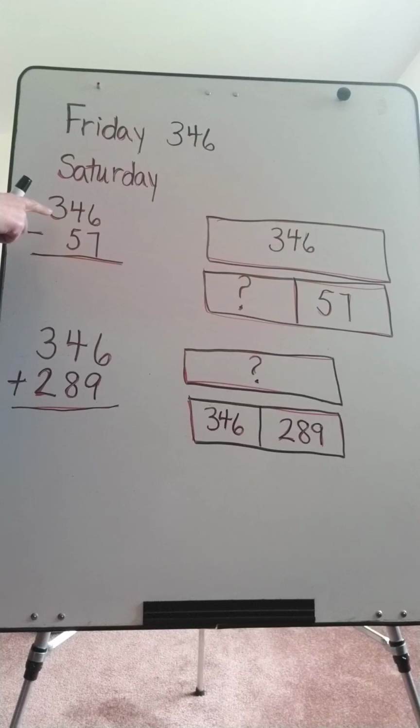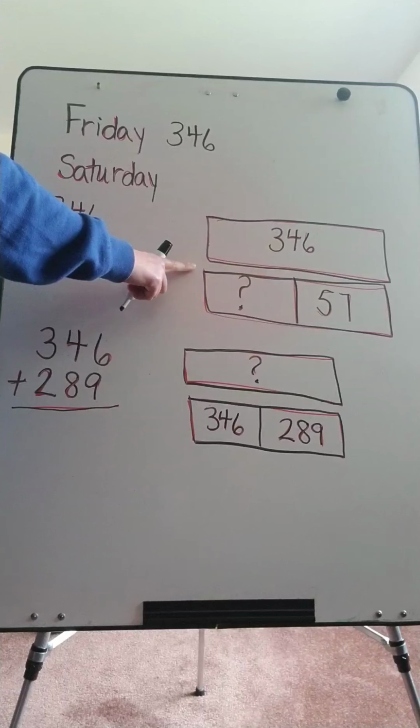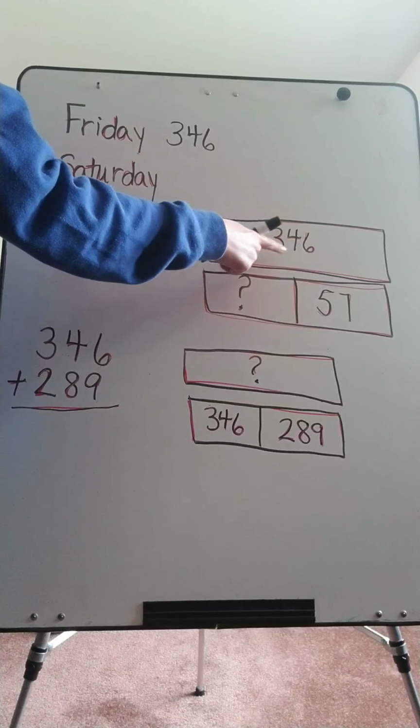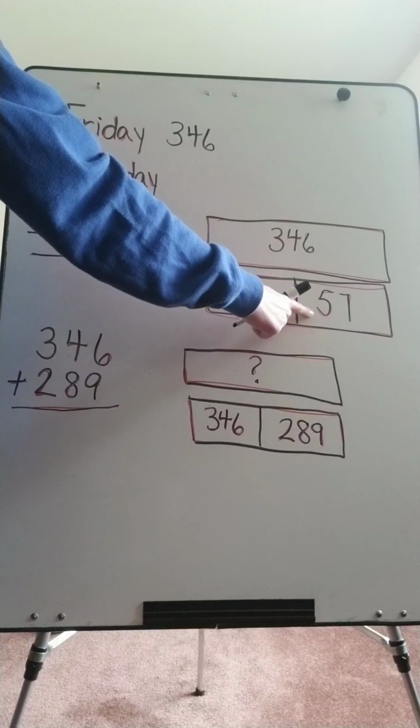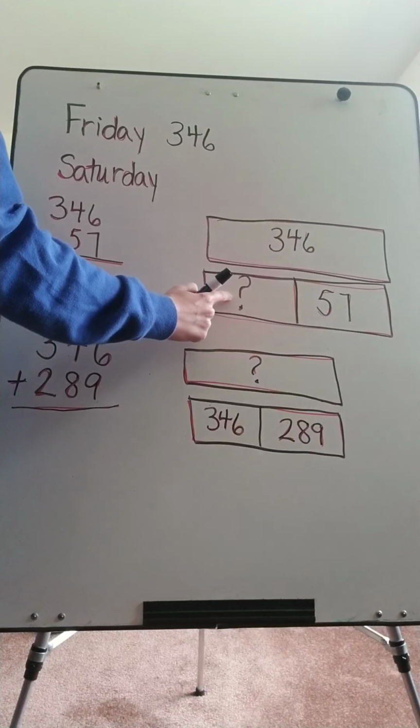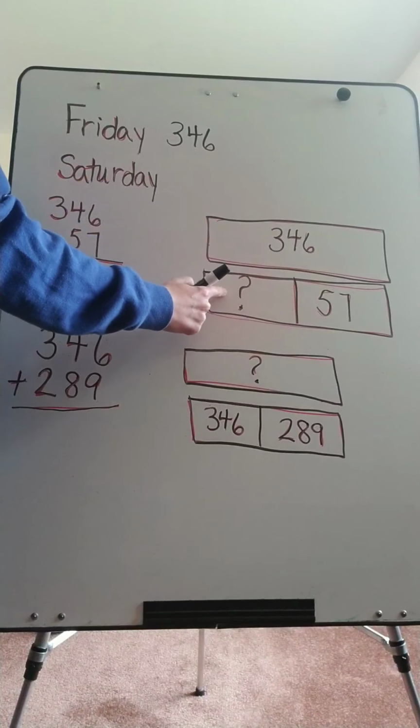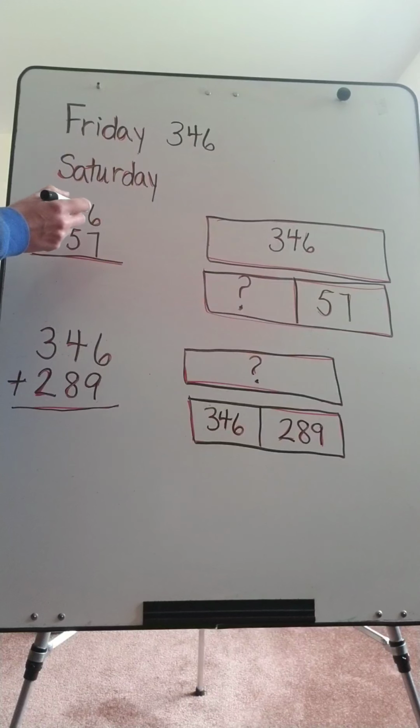So you can represent the situation by writing an equation and figuring this out, which we will. They also want to show you that you can represent the situation by drawing a model. So 346, okay, from Friday, Saturday is 57 less. So once we subtract that next number, the difference will go here where the question mark is. So 6 minus 7, we know we can't do that. So we have to regroup.